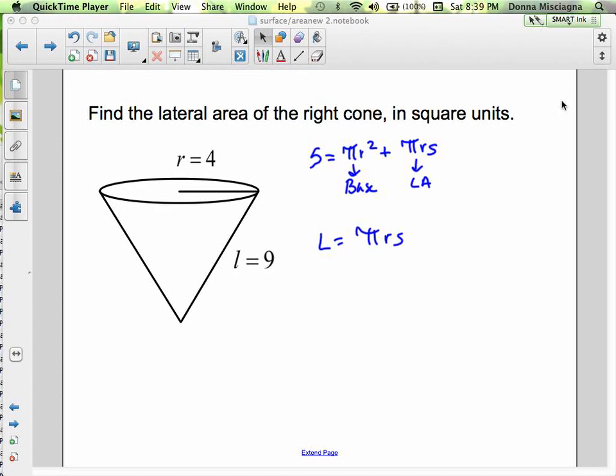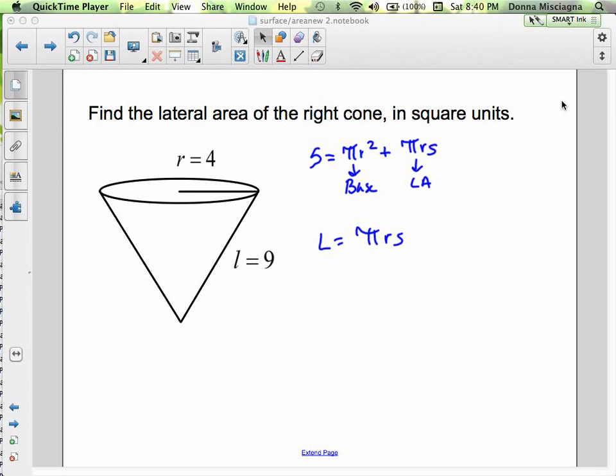So we want to find the lateral area of our cone in square units. And so we want to use the surface area formula, not the factor one, but the other one. However, we don't want to use the whole surface area formula because we don't need the base. We just need the lateral area. So that's just going to be pi times the radius times slant.